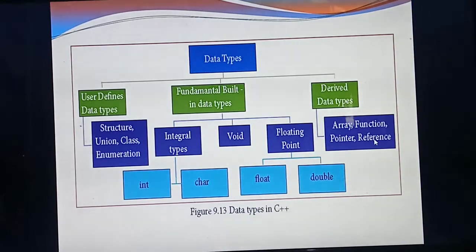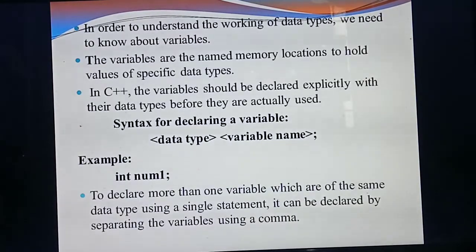Okay. Then the next one is derived data type. What are the derived data types? Array, function, pointer and reference. Understood? Okay. Next. Before you study data types, you should know about variables.